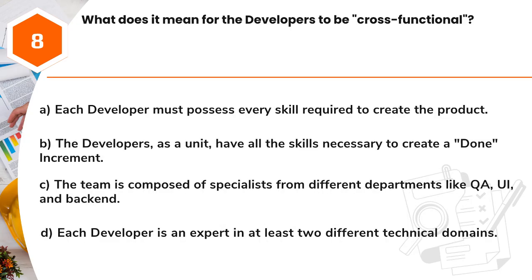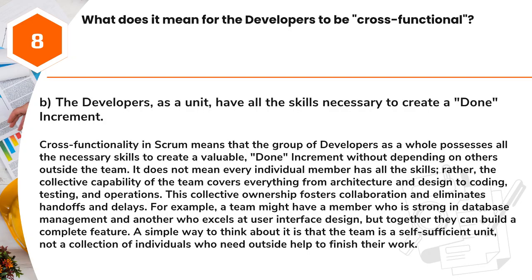Question 8. What does it mean for the developers to be cross-functional? A. Each developer must possess every skill required to create the product. B. The developers as a unit have all the skills necessary to create a done increment. C. The team is composed of specialists from different departments like QA, UI, and backend. D. Each developer is an expert in at least 2 different technical domains. Answer: B. The developers as a unit have all the skills necessary to create a done increment.